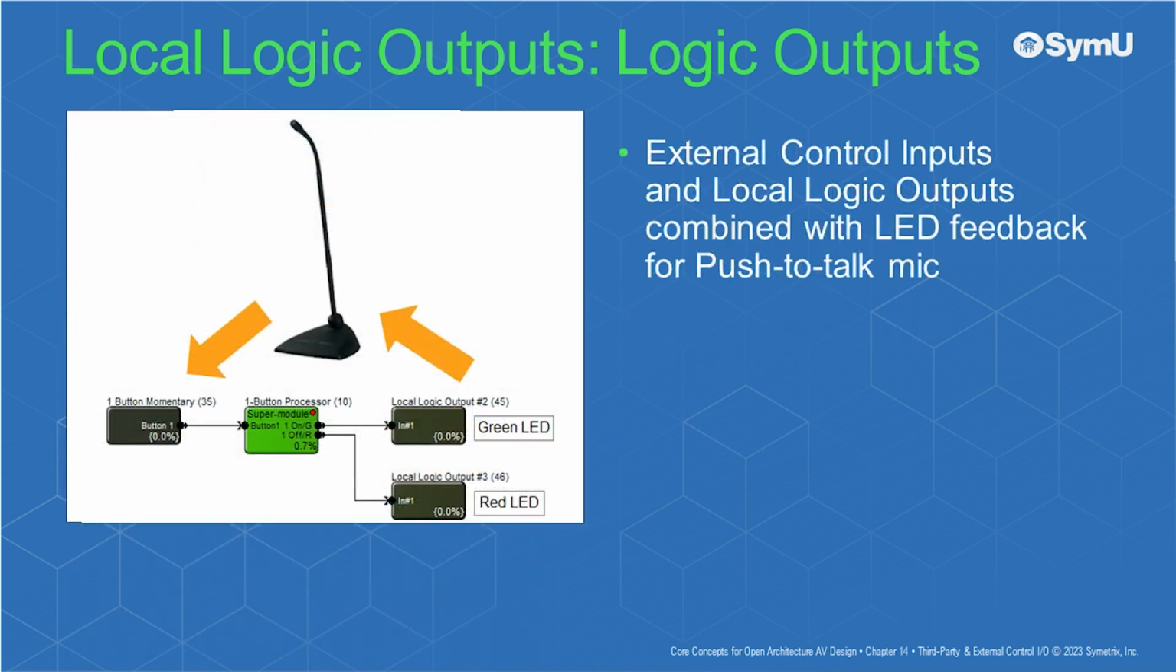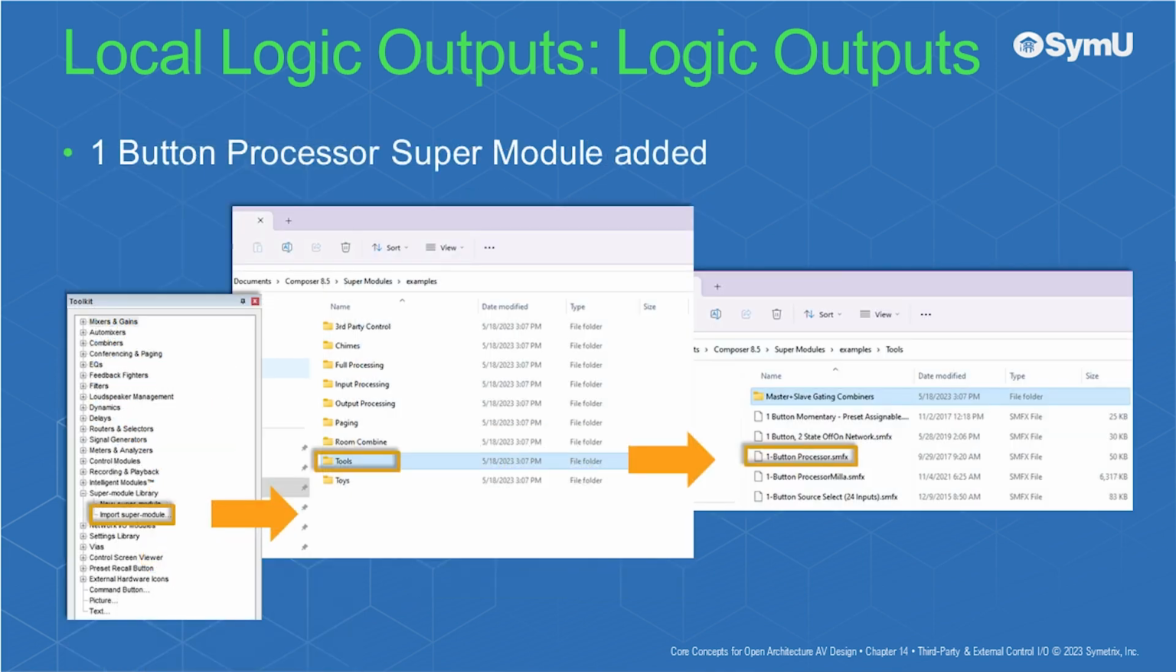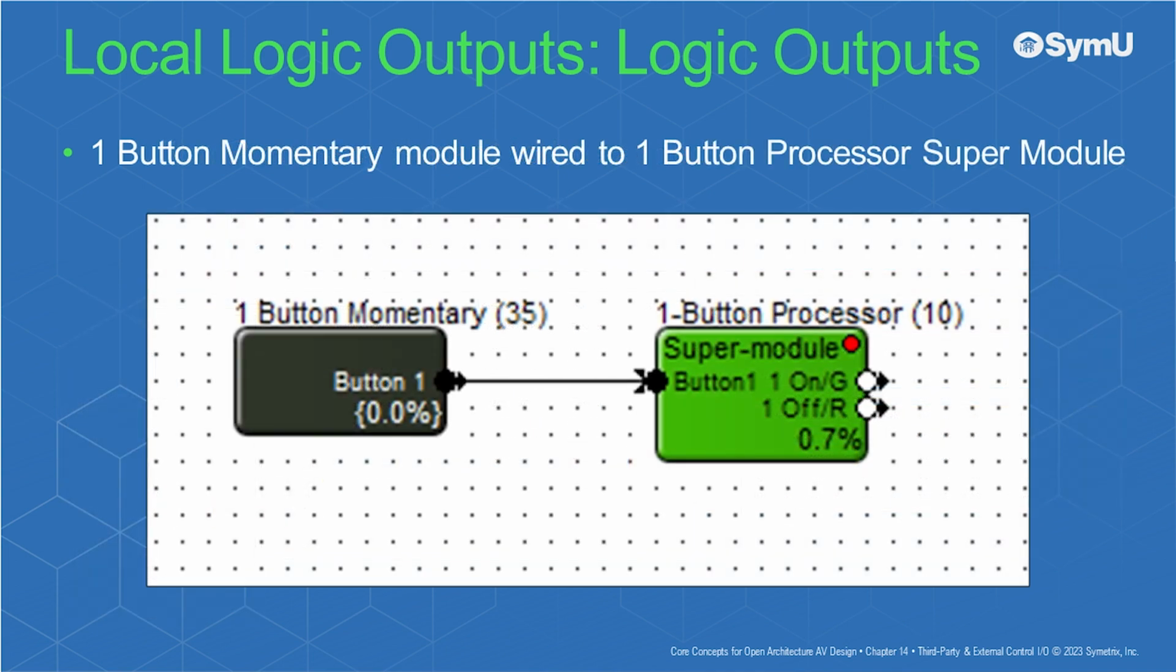In this example, external control inputs and local logic outputs are combined with LED feedback for a push-to-talk mic. From the toolkit, a one-button momentary module is added. Next, a one-button processor supermodule is added. Then, the one-button momentary module is wired to the one-button processor supermodule.